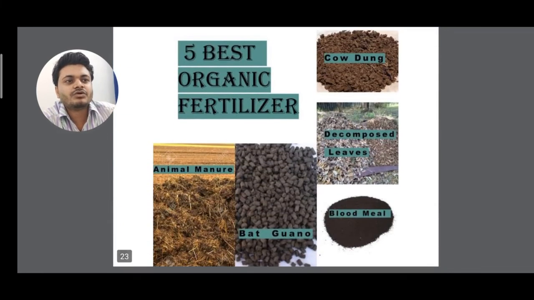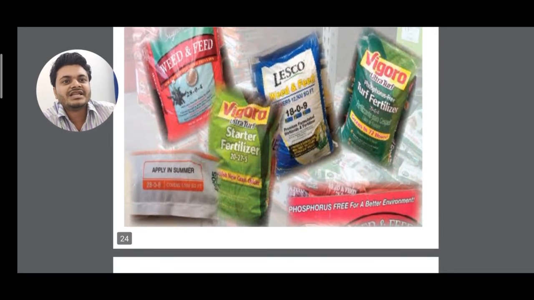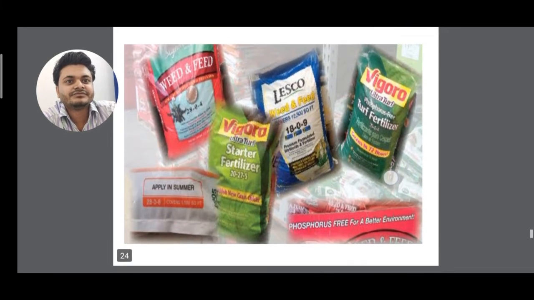These are 5 best organic fertilizers. You can see cow dung, compost, decomposed leaf, clear. You see this animal manure. This is one more fertilizer I have shown.